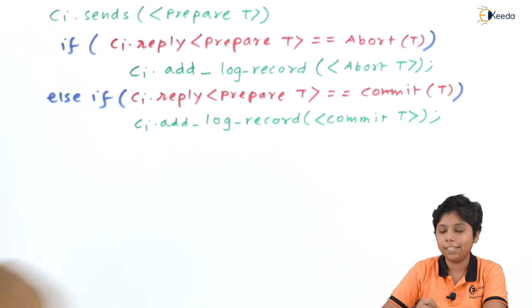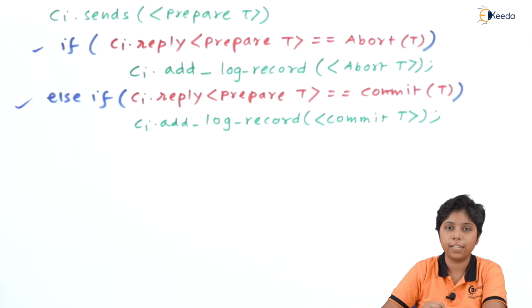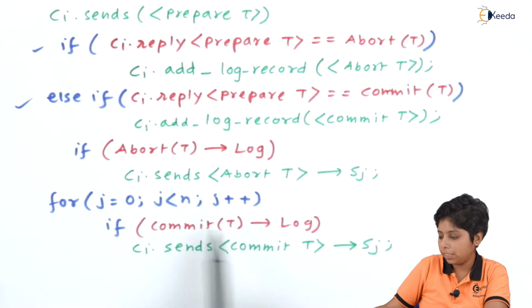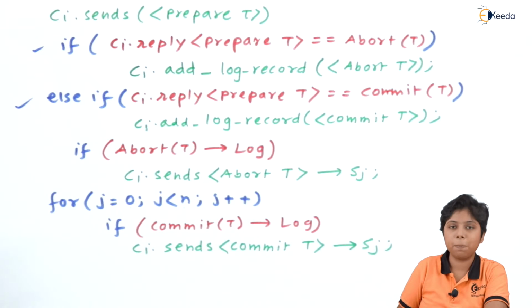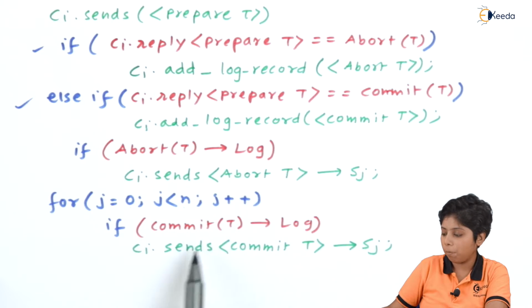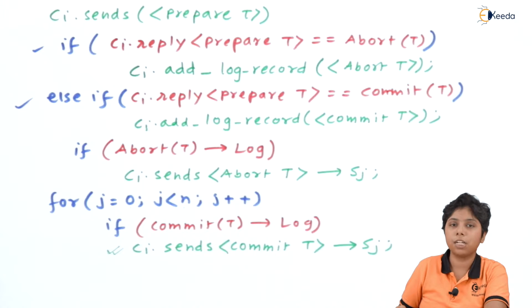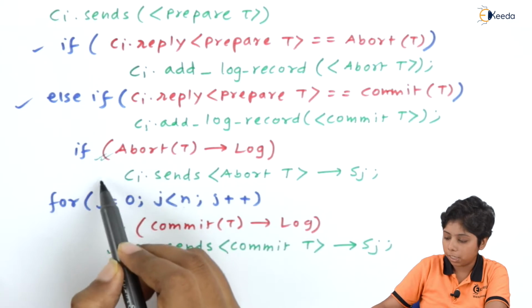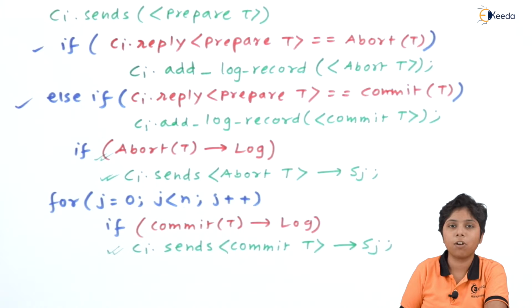Now that CI has added the log record abort or commit T, CI will send every SJ either an abort or a commit, based on the condition. Now for the SJ, where J belongs to 0 to N, that means all the sites that have the transactions: if it is commit T, the CI will send that the transaction is going to commit, and if it is abort T, then CI is going to send that the transaction is going to abort. So now the transaction on the site gets either the abort or commit request, the information being conveyed to them.